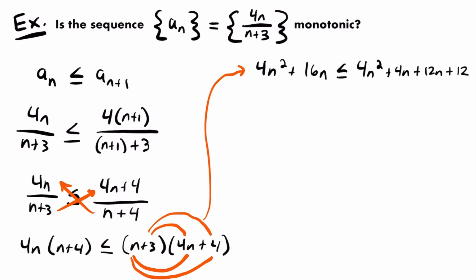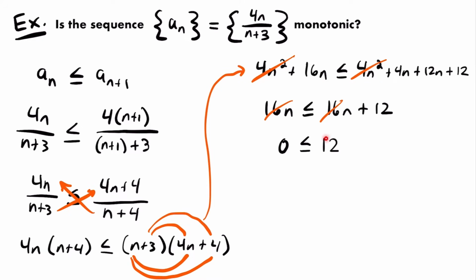All right, and so now if we simplify, note that we have 4n squared on both sides of the inequality, and so if we subtract 4n squared from both sides, those are going to cancel out, and so now we just have 16n less than or equal to 4n plus 12n. That's actually equal to 16n, so we have 16n and then plus 12. All right, now we have 16n on both sides of the inequality, and so if we subtract 16n from both sides, those will cancel out, and then we'll just be left with 0 is less than or equal to 12.